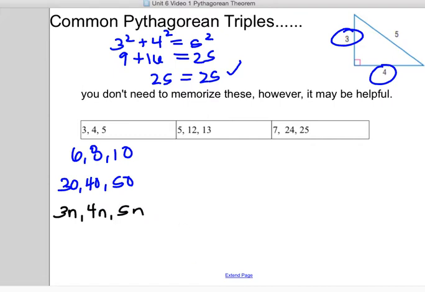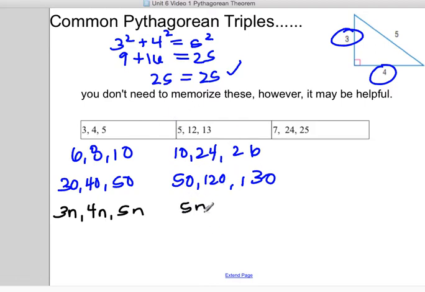So we could essentially just write it as 3 times any number, 4 times any number, and 5 times any number. Another Pythagorean triple is the 5, 12, 13 triangles. Same thing here, you can multiply them by anything. So if I take it by 2, I would have 10, 24, 26. Multiply those by 10, you'd have 50, 120, 130. And if you wanted to find more Pythagorean triples, you just take each one of them and multiply them by the same number.